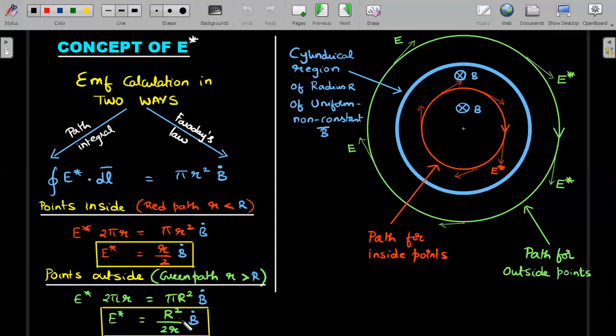But you should understand that magnetic field may exist only inside the cylindrical region, but the electric field, the non-conservative one, which is a circular loop kind of one, will exist both inside and outside, and the formulae are given in this format. And very importantly, the direction of these electric fields is tangential. Okay, right? So very important.